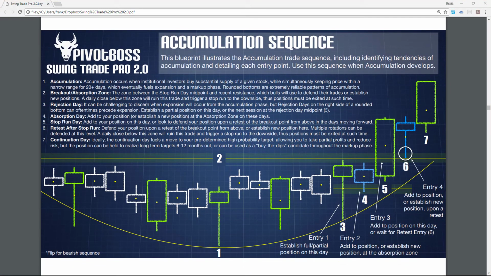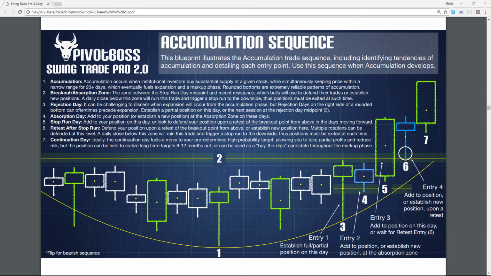Now let's talk about the accumulation sequence. This blueprint illustrates the accumulation trade sequence, including identifying tendencies of accumulation and detailing each entry point. Use this sequence when accumulation develops. So accumulation occurs when market participants keep prices in a very tight range, usually near lows, and they build a large position in that area. Maybe even at times they shift value down to that area, and then they're looking to mark prices higher and hand off the position at higher prices.